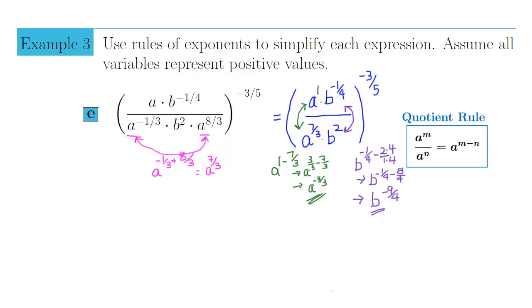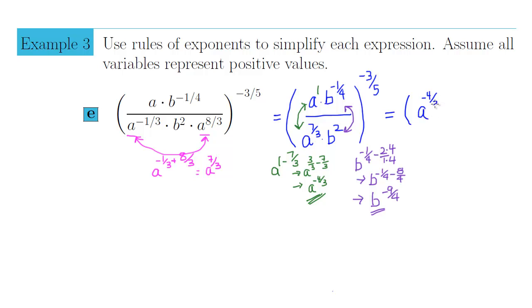So let's put this all together, and that then tells us that we have this expression being equal to a to the negative 4/3, b to the negative 9/4, all being raised to the negative 3/5 power. Perfect so far. This is much simpler than this.